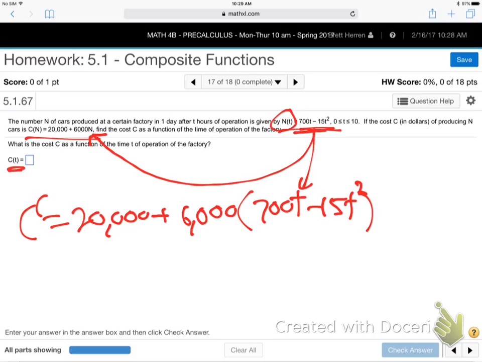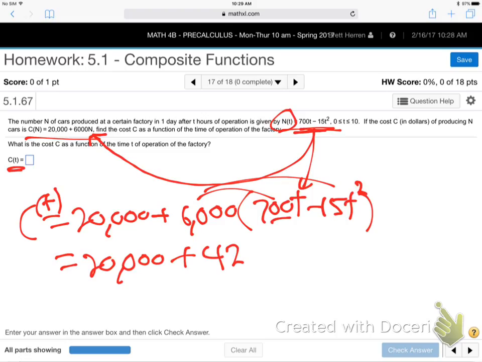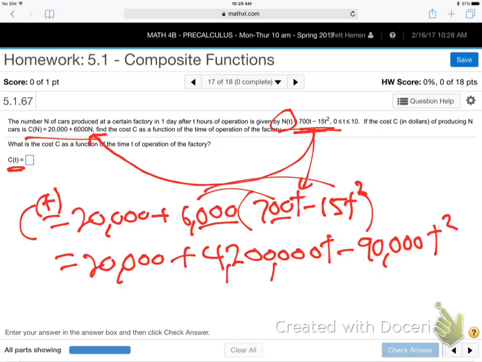And I'll get C. What do they want? C of t. C is a function of t. Yeah, that's what I'll have. I'll have only t as my variable. Distribute. What's that? 42 with 1, 2, 3, 4, 5 zeros. You can just count the zeros. 6 times 7 is 42, and then count all the zeros. 5 zeros, whatever that number is. 4,200,000 t plus, no, that's minus. It's just a scribbly minus. Minus 6 times 15 is 90, and then 3 zeros, t squared. There we go.